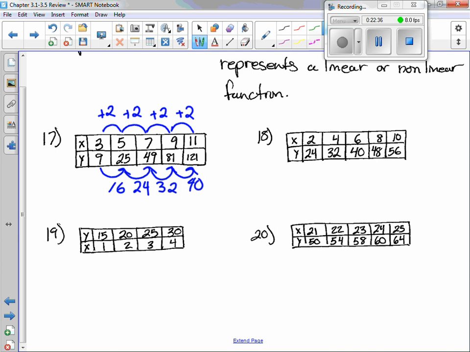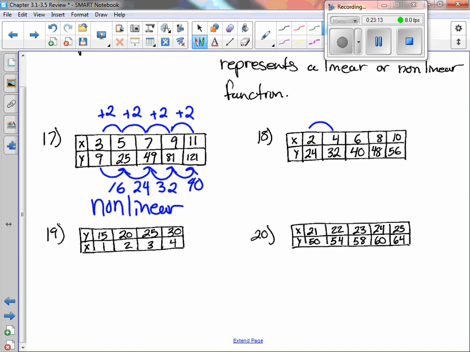So is there a constant change? There's a constant change in the x. Is there a constant change in the y? No. So is this linear? No, this is non-linear because the change in x and the change in y is not constant. Because every time we moved up 2 on the x, it was not moving up the same value on the y. Does that make sense? Yes? Let's look at the next one here.